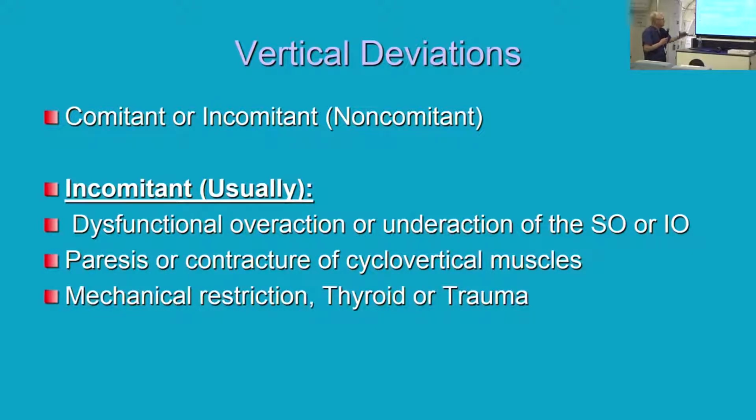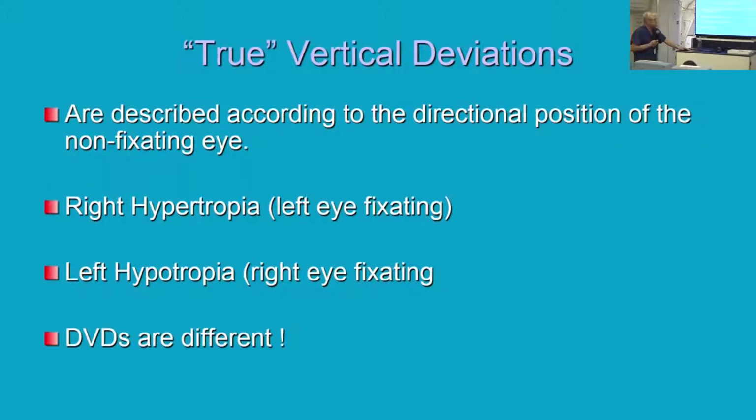So many things can cause this incompetence, meaning that the deviation is different depending on where you're looking or where your eyes are. So true vertical deviations, I define true as they're described according to the directional position of the non-fixating eye. You can have right hypertropia with the left eye fixating, or you can have a left hypertropia if the right eye is fixating. But they can really be the same thing.